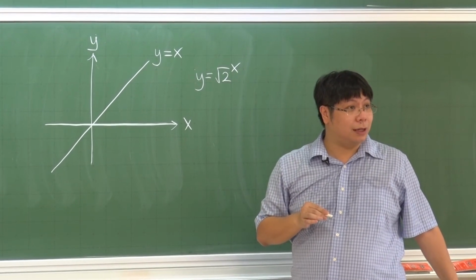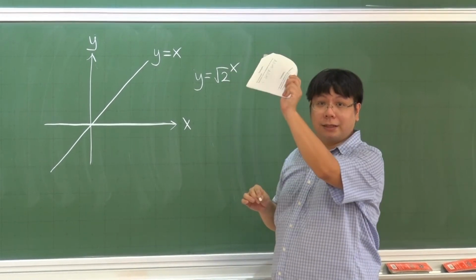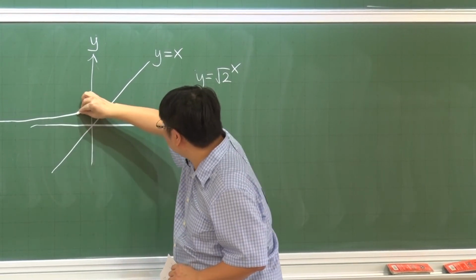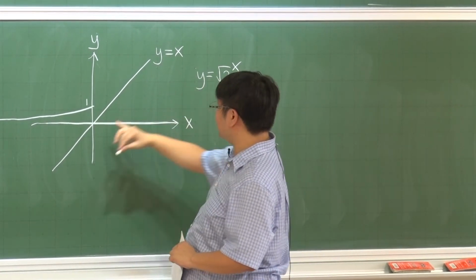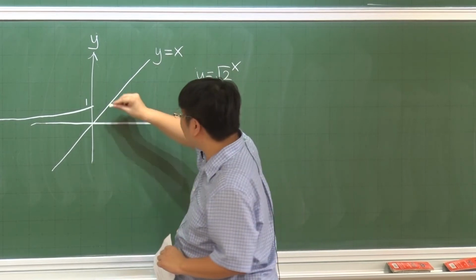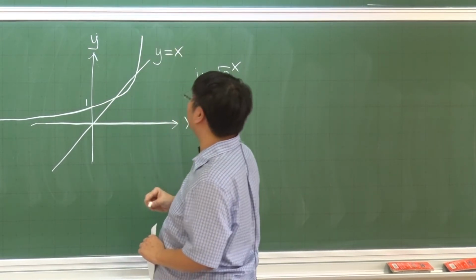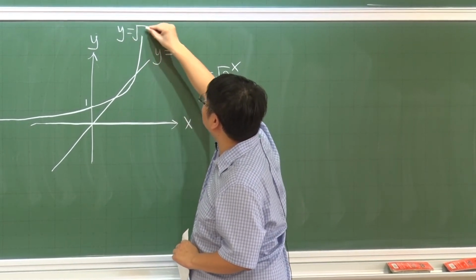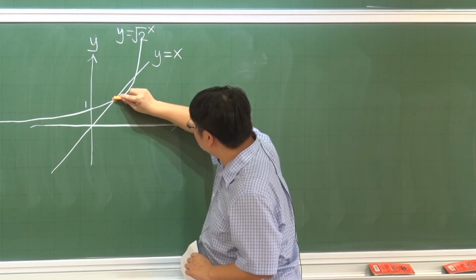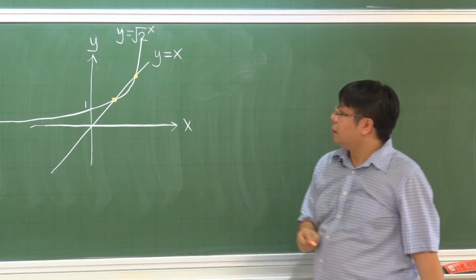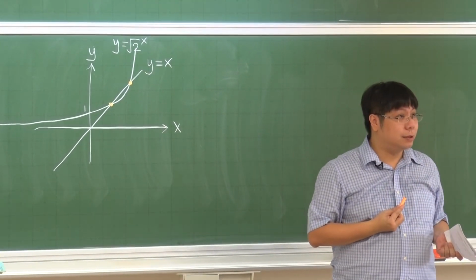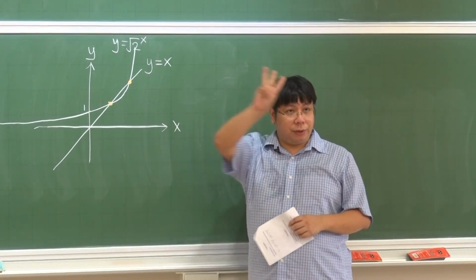How does this curve look like? Square root 2 to the power x grows faster and faster and faster, right? If you go in this direction, it is close to 0, and then it cuts 1, because when x is equal to 0, y is equal to 1, and then it goes up. It will cut this line at most 2 locations. Let me plot it here. At these locations, if they exist, we will have square root 2 to the power x equal to x, because the two curves have the same y value.